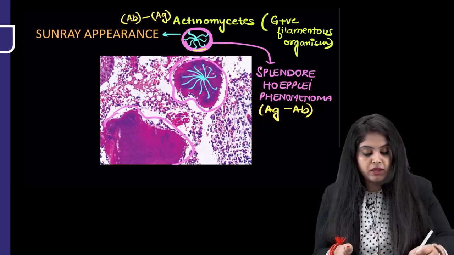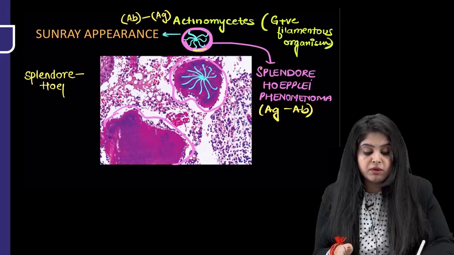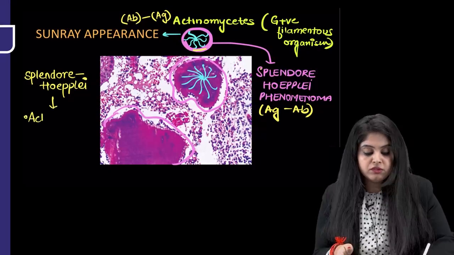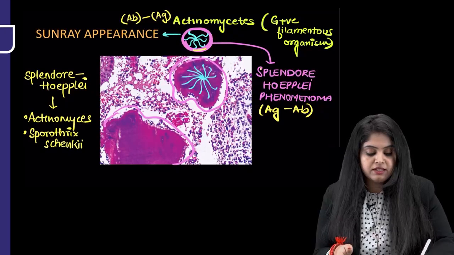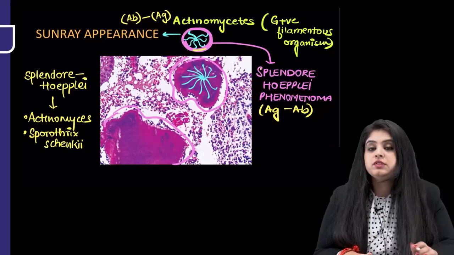Okay, so now before I go on to the other picture, remember the Splendor-Hopley phenomenon is going to be coming twice when we talk about this fungus chapter. So Splendor-Hopley phenomenon, number one, is going to be seen in actinomyces, and second, it is also seen with an organism called Sporothrix schenckii. I'll be teaching you Sporothrix schenckii in a while, and that is exactly where you'll see this phenomenon once again.